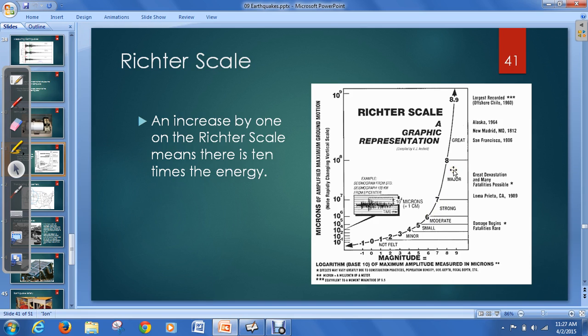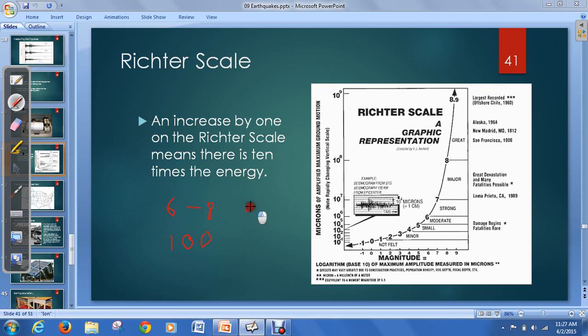If I go one more up from a 6 to an 8, that's 100 times more. A good way to think about it is every time I move up a number, for example, a 6 to an 8, there's a difference of 2 between a 6 and an 8. So I'm going to have 2 zeros on the end of my numbers. So there's 100 times more energy.